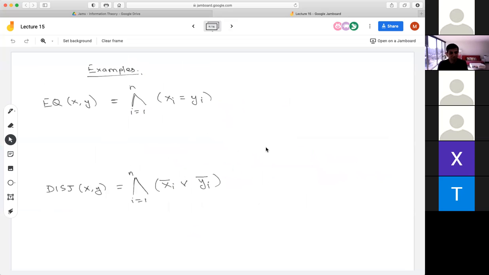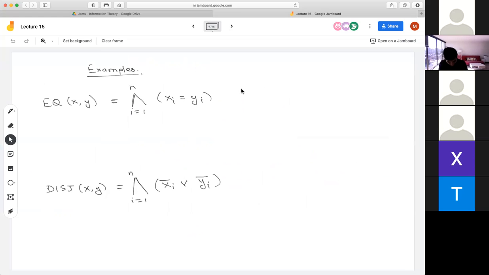Similarly, for these other functions, which are also important, and these are the two we'll be mostly following as we look at different models of communication. First is called the equality function, where we are given 2 strings. We want to just check they're equal in every position. So each xi is equal to yi.